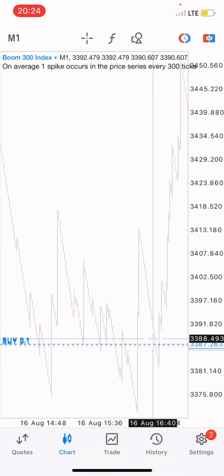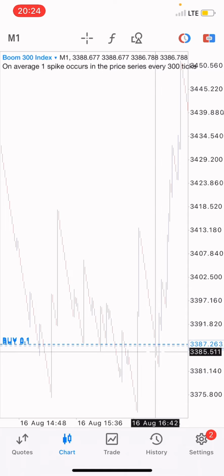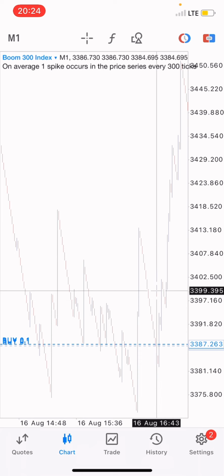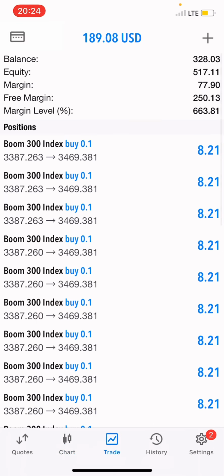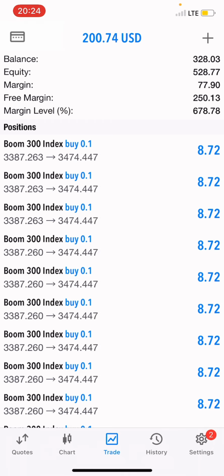You can see after I entered, there was a small drawdown, like from here to here, and then after this it started spiking all the way up, and right now it keeps on spiking. But I can see that Boom 300 is now playing games. Yeah, it's now tripping.